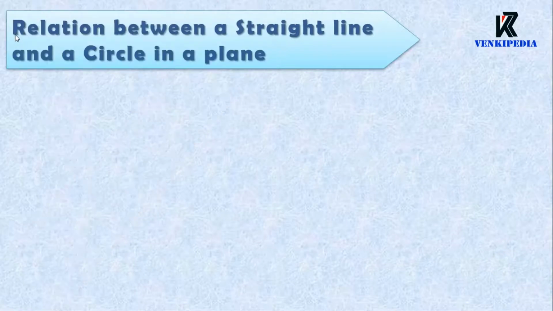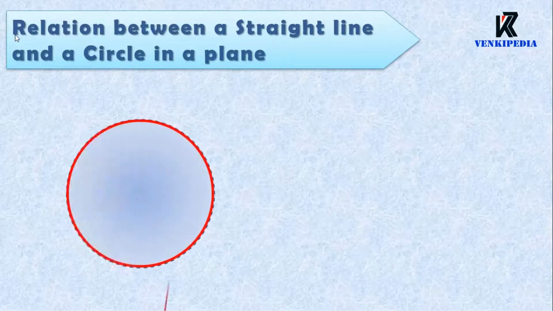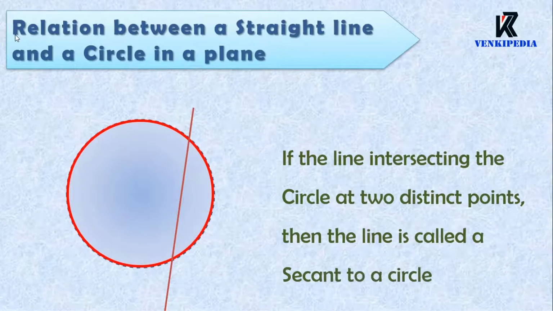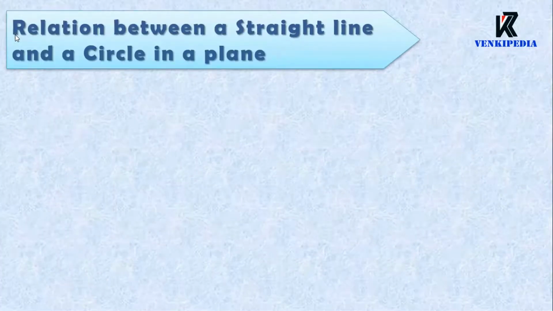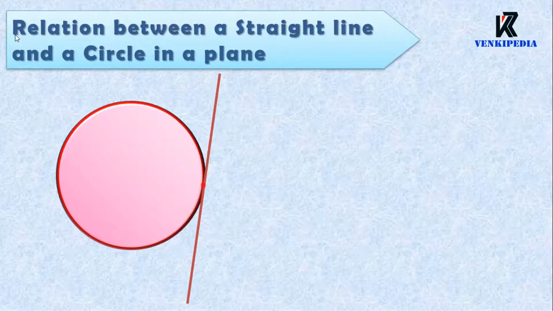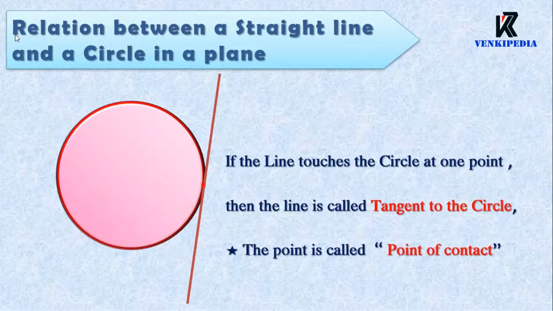In another case, if the straight line cuts the circle in 2 points, that means the circle is intersected by the straight line at 2 points, then the straight line is called a secant to the circle. In the third case, if the straight line touches this circle at 1 point, then the straight line is called a tangent to the circle, and that particular point is called the point of contact.